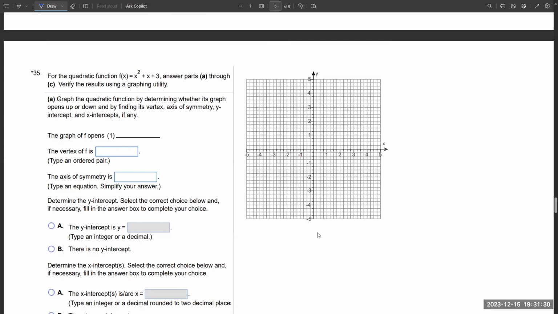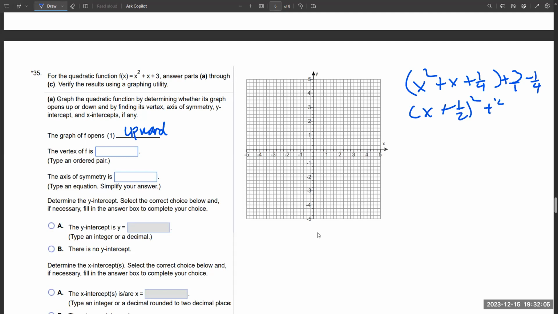All right, let's go ahead and look here. This one is going to open up. Right? And the vertex is going to be, let's complete the square. Half of 1 is 1/2. 1/2 squared is 1/4. So we're going to have to make a common denominator here.